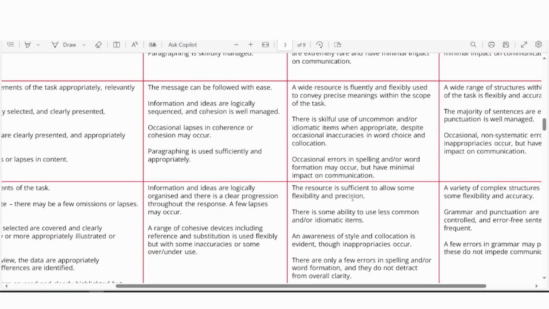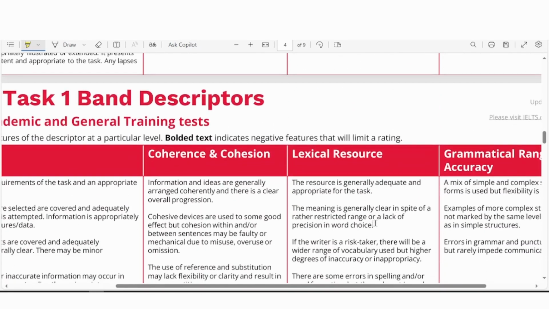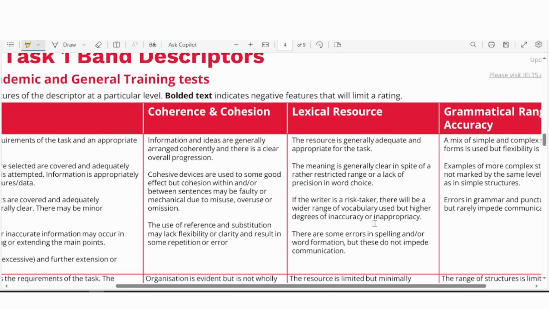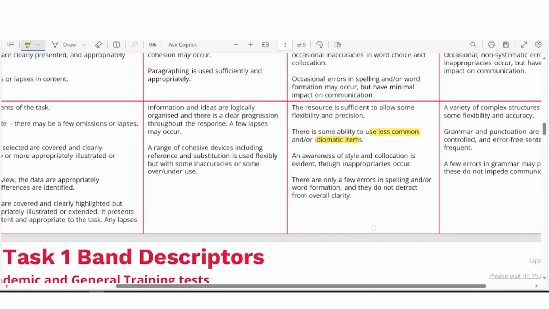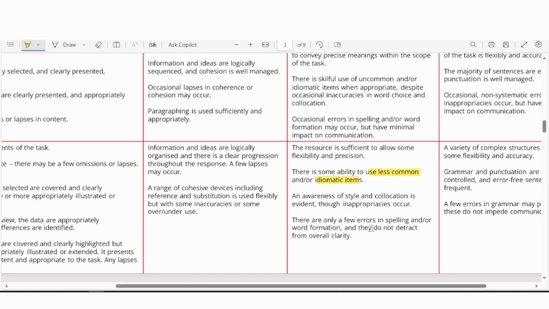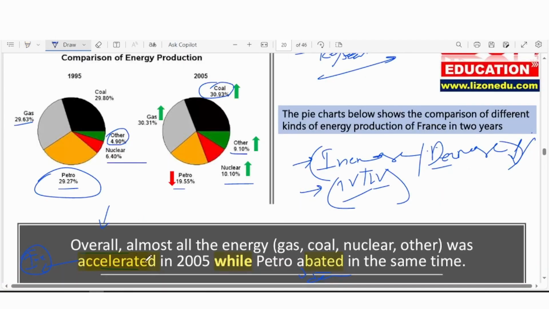But if you want to get more than that, what they're saying is there is some ability, not amazing ability, some ability to use less common items. But if you look at band 6, there is nothing they call less common. You need to use less common words. So when you don't use less common words, it is very difficult for you to get more than 6. You need to use some. You don't need to use a lot, just some less common items. That's what I have taught you. Just 2 words, accelerated, abated, and also structure, right? So complex. Okay, next sentence about top value and lowest value.